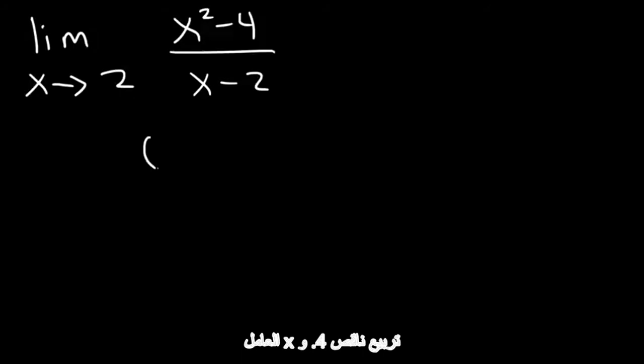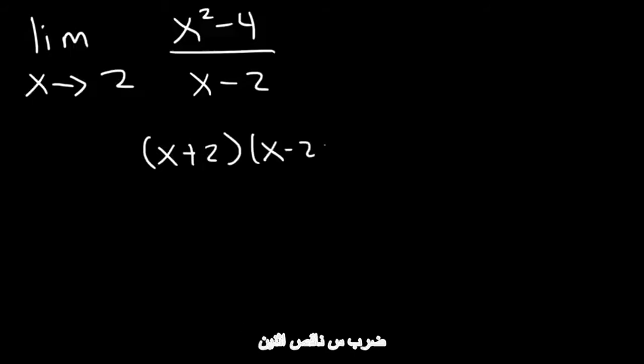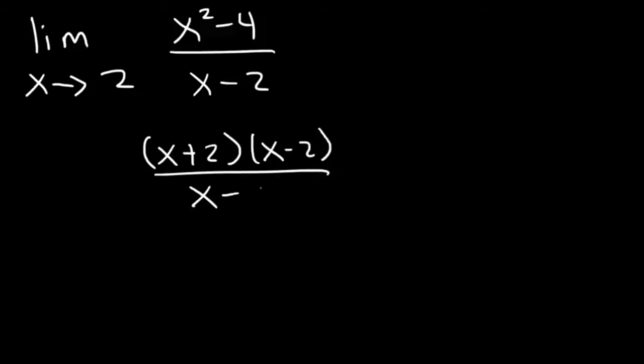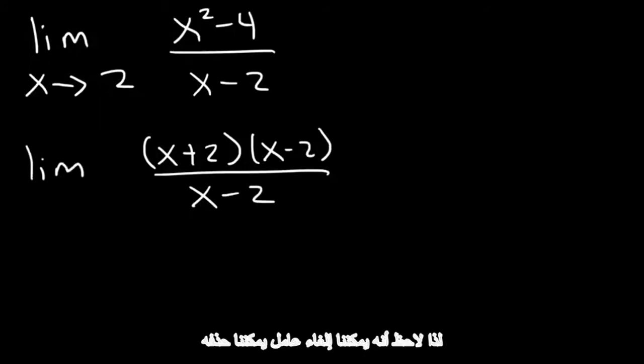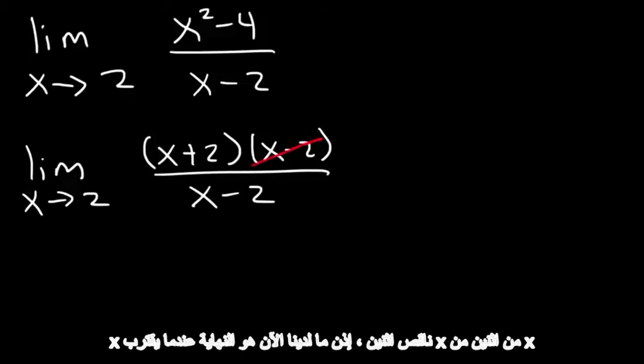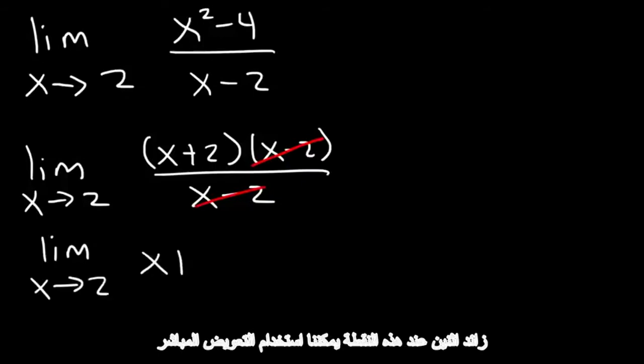So even though we can't plug in 2 directly because it's going to be undefined, we can simplify the expression. We can factor x squared minus 4. And it's a difference of perfect squares, so it's going to be x plus 2 times x minus 2. So notice that we can cancel a factor. We could cancel x minus 2. And so what we have now is the limit as x approaches 2 of x plus 2.